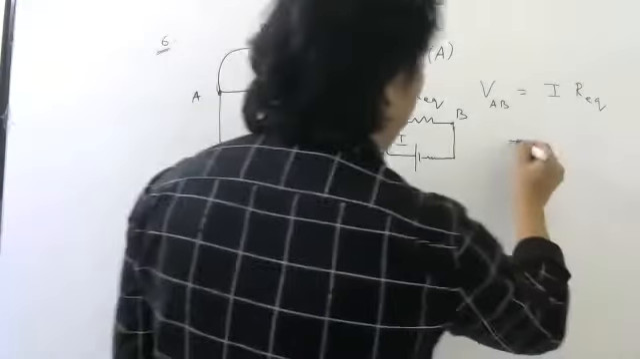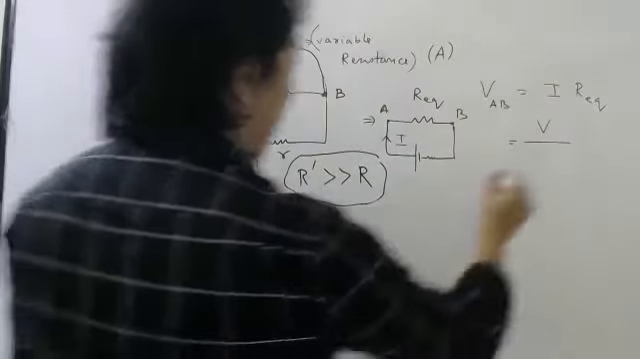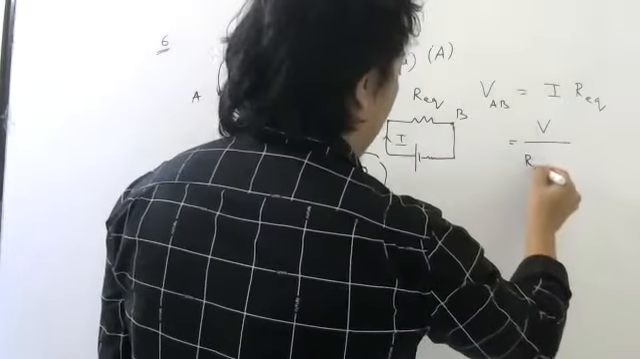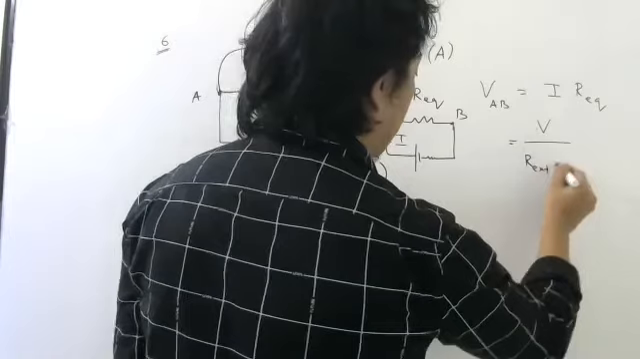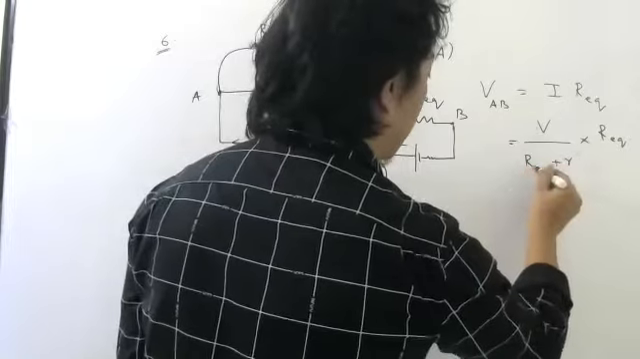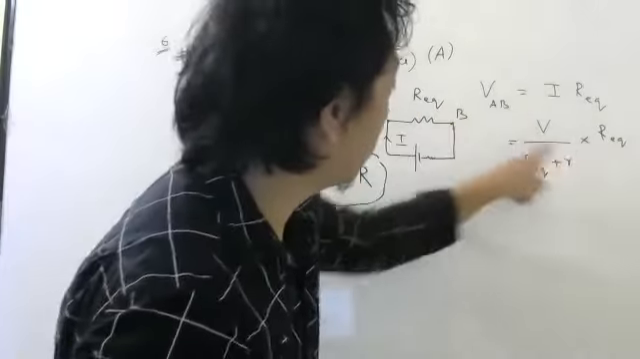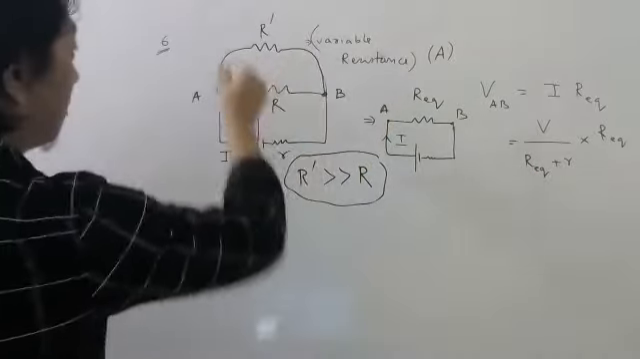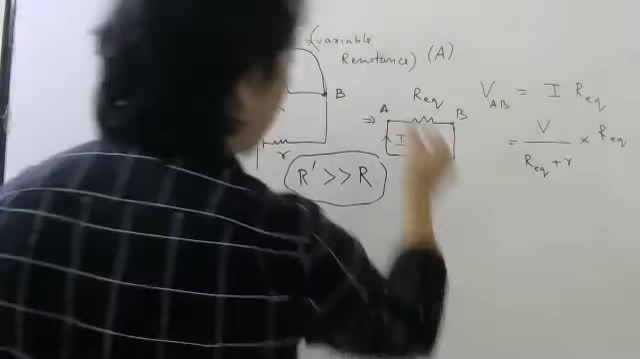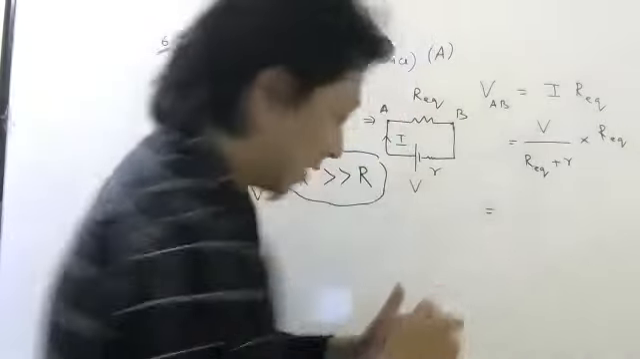Now, what is the main current? E by R equivalent plus R internal, into R equivalent. This is your R equivalent. So this is your current, voltage divided by total resistance. So total resistance of these two, I am writing as R equivalent and small r, right? This is EMF V. Now, what will be this? Let me simplify here.